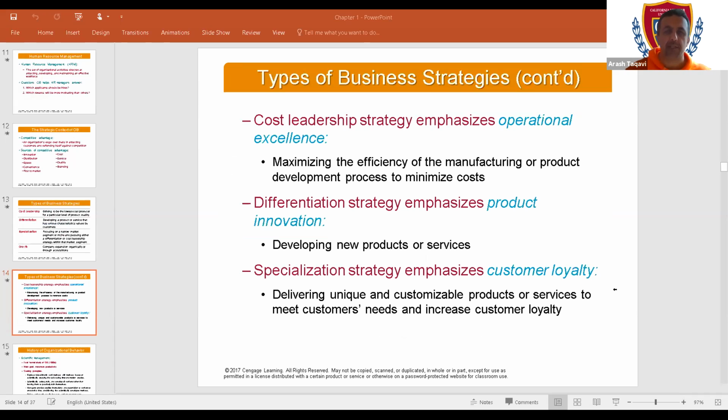Okay, types of business strategies. Cost leadership strategy emphasizes operational excellence, and differentiation strategy emphasizes product innovation. And the specialization strategy emphasizes customer loyalty. So we have three emphases in business strategy: operational excellence, product innovation, or customer loyalty. Is the company working only on operational excellence, or on product innovation, or only on customer loyalty and customer satisfaction?